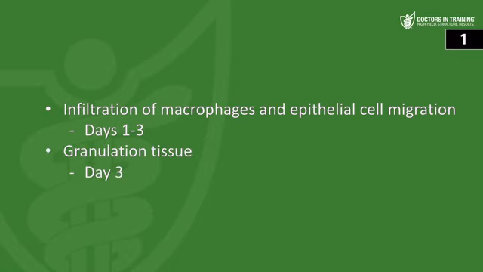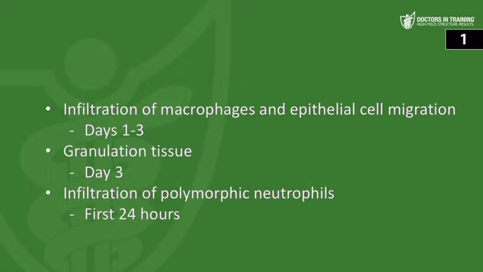Then granulation tissue begins to develop around day 3, especially around the wound edges, and this persists for several weeks. And then infiltration of neutrophils happens in acute inflammation in the first 24 hours.